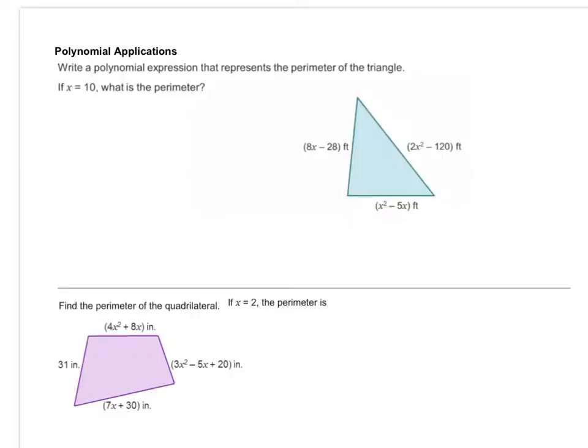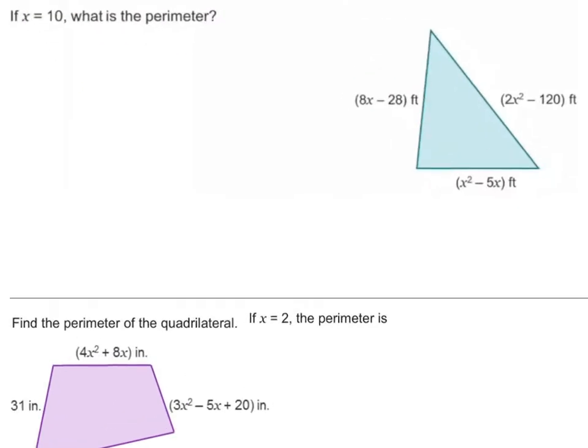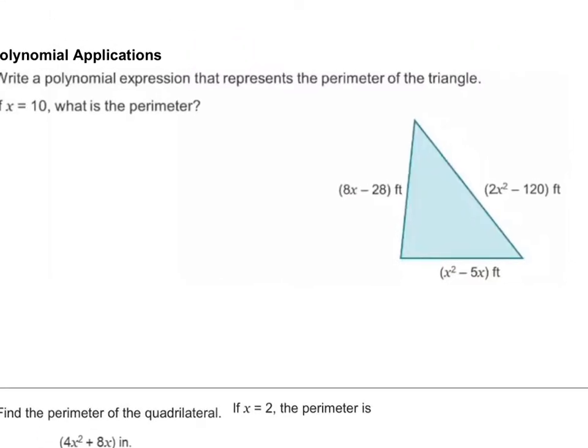Okay, the next two polynomial applications: we're going to write a polynomial expression that represents the perimeter of the triangle. And then if x is equal to 10, what is the perimeter? So the perimeter, when we do this, we're just adding up all the sides.